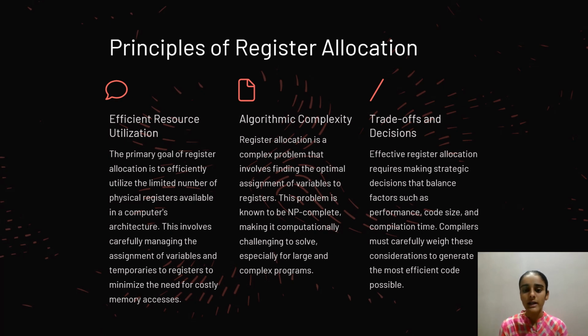This problem is known as NP-complete, making it conceptually challenging to solve, especially for large and complex programs. Trade-offs and decisions. Effective register allocation requires making strategic decisions that balance factors such as performance, code size, and compilation time. Compilers must carefully weigh these considerations to generate the most efficient code possible.